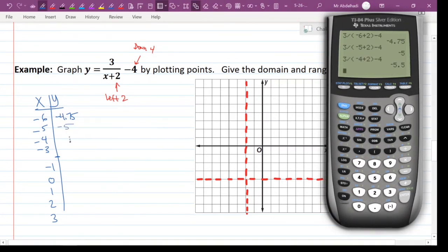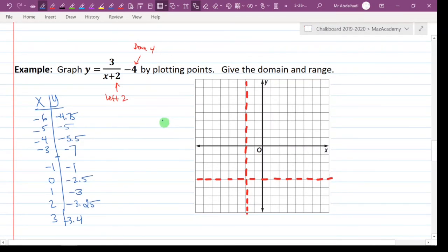So to spare you from having to watch this entire thing here, I'm going to just fast forward and fill in the table here. Okay, the table's filled in, so let's just plot the points down. -6, -4.75, -1, 2, 3, 4, 5, 6, down 4.75 will be 1, 2, 3, 4.75 would be about there. -5, 5, that would be right about there. -4, 5.5, -4 is right there, 5.5 would be about there.